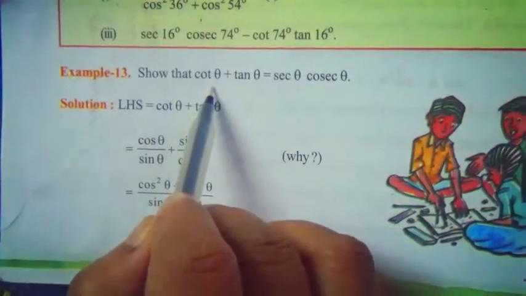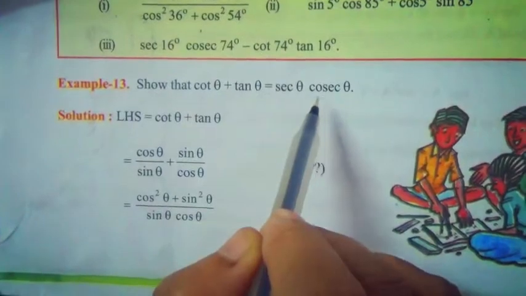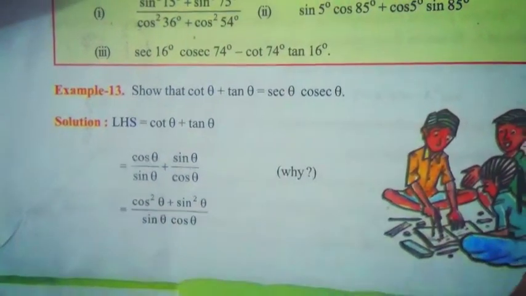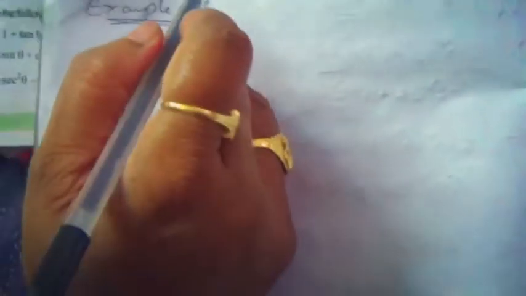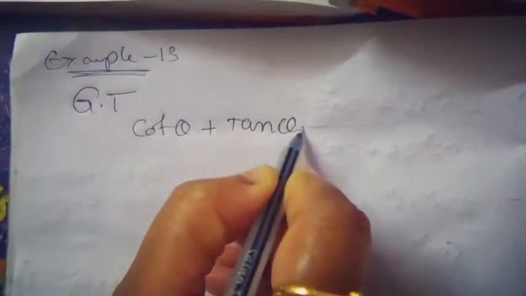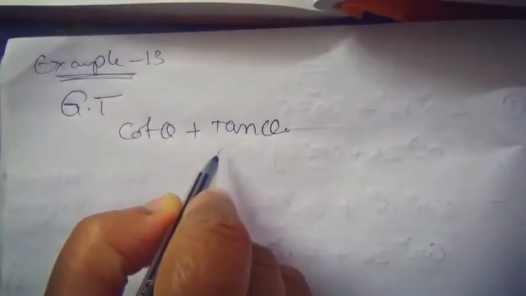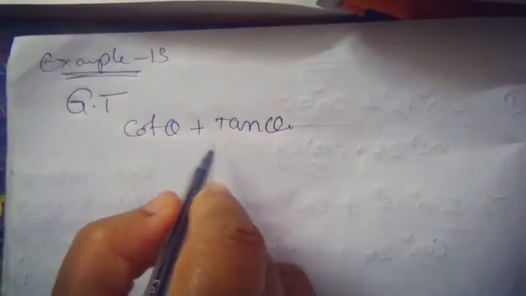So next, example 13. Look here. Show that cot theta plus tan theta is equal to secant theta into cosecant theta. Example 13, given that cot theta plus tan theta. We have to prove this as secant theta into cosecant theta.